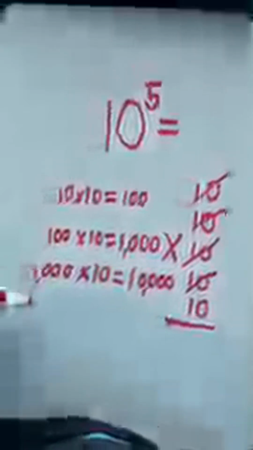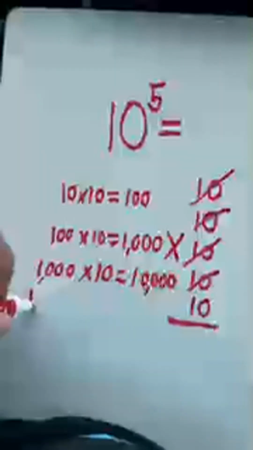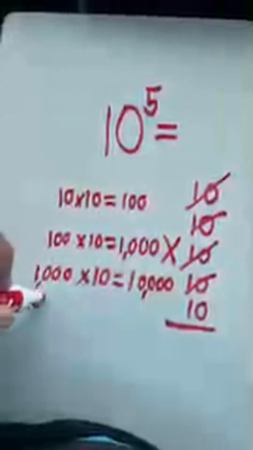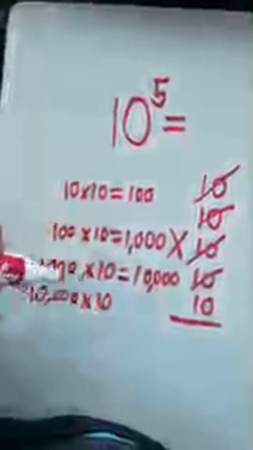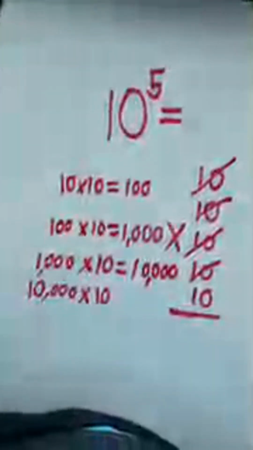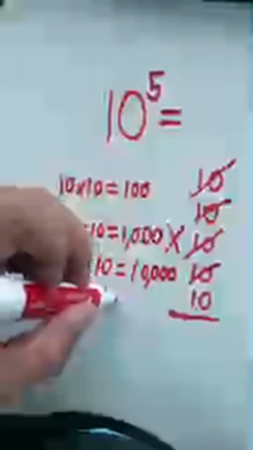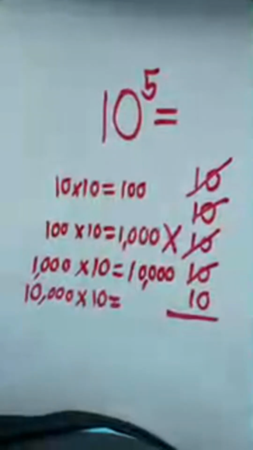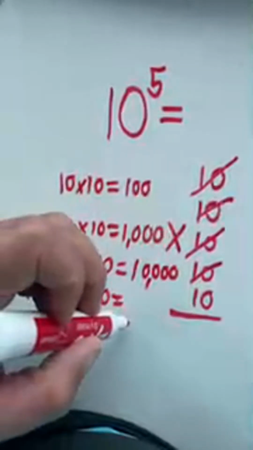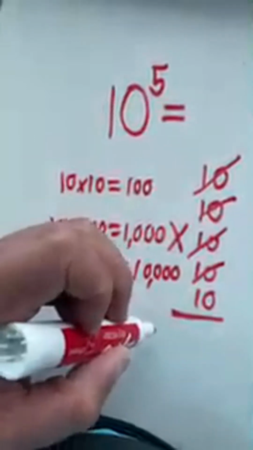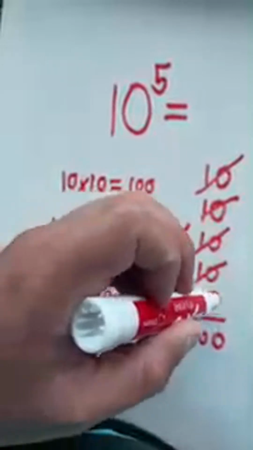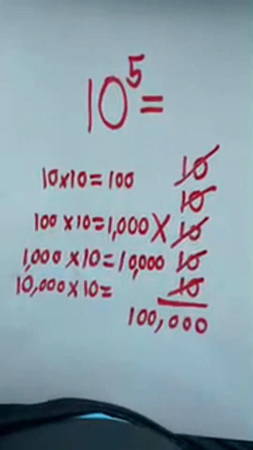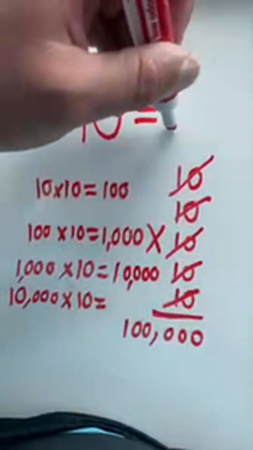So now to multiply 10 to the fifth power, we have to multiply 10,000 times 10. So 10,000 times 10 equals 100,000. So 10 to the fifth power equals 100,000.